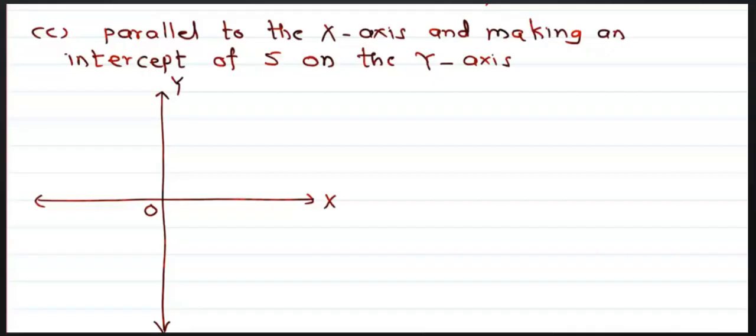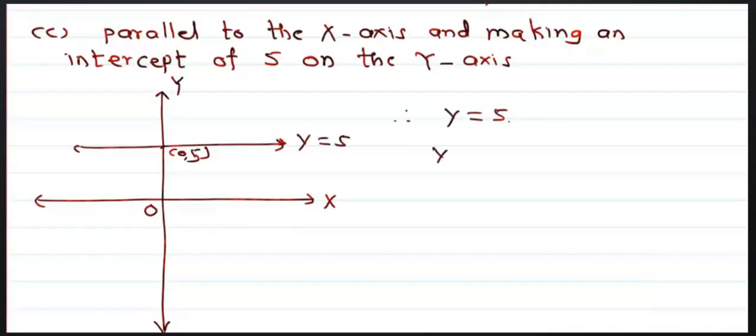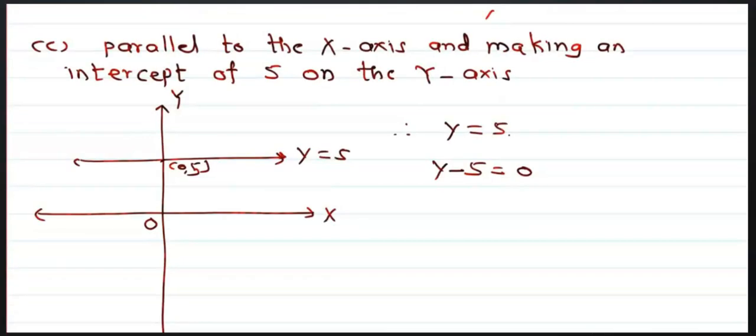Parallel to the x-axis. Now this is the equation of the line: y is equal to 5, that is, y minus 5 is equal to 0.